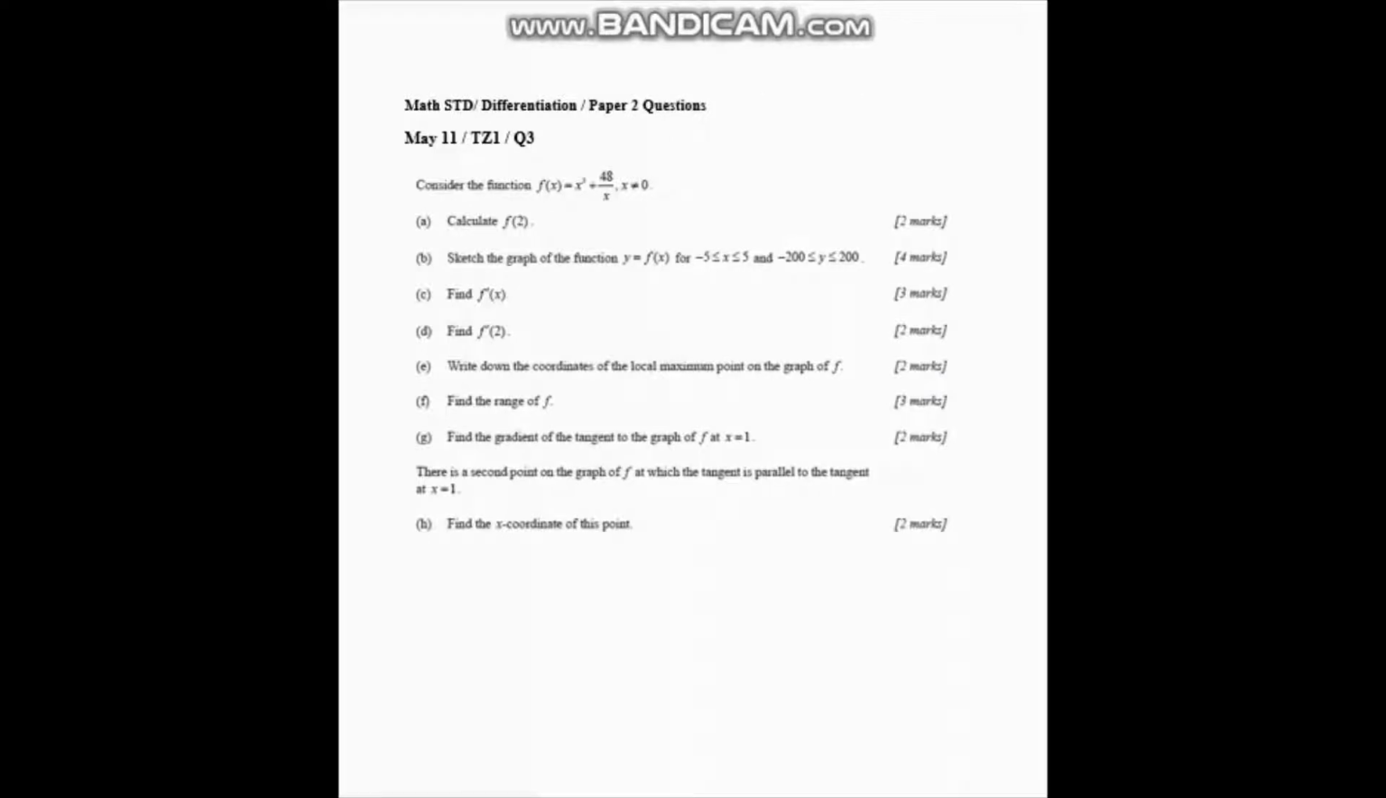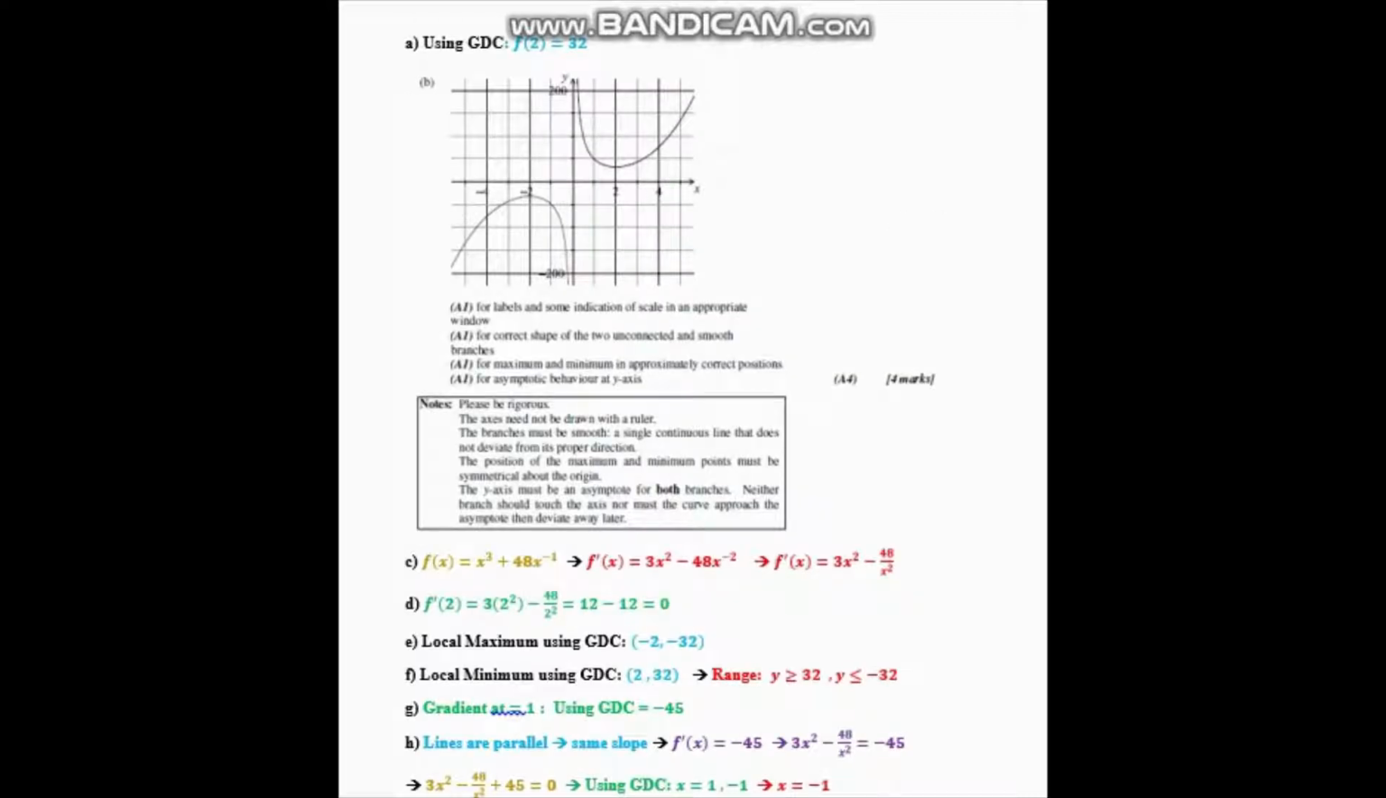Next, in f, I'm required to find the range of f. So f lies below this value, which I have already found to be -32. Hence, y is less than or equal to -32. And f also lies above this value, which I can find similarly using the GDC, and it is +32. Hence, y is greater than or equal to 32 as well. So y is either greater than or equal to 32 or less than or equal to -32.